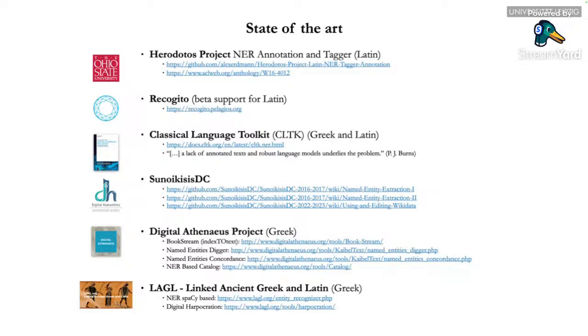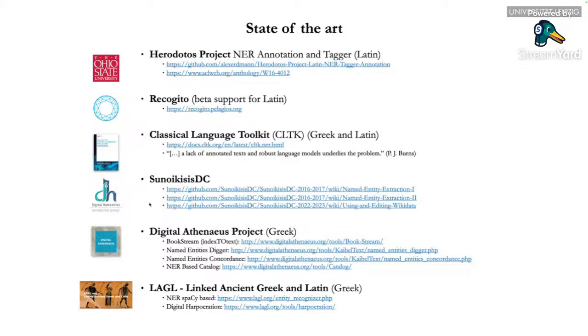So as you can see, we have experiments and results for Latin. The Herodotus project, for example, has produced a tagger for Latin, which is now ingested in Recogito. Recogito is an annotation platform that was presented many times in Sunoikisis, and also a few weeks ago in this Sunoikisis semester. And then there are other projects, and I'm working on that also for ancient Greek.